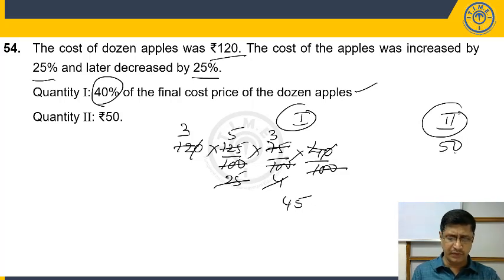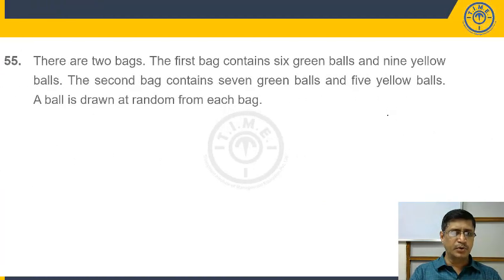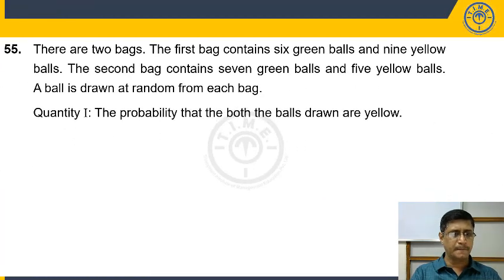Quantity 2 is 50. So how are these two related? Quantity 1 is less than quantity 2. So the right choice, based on the directions given, is option number 2, the second choice. Okay. Now look at the next example on your screen.